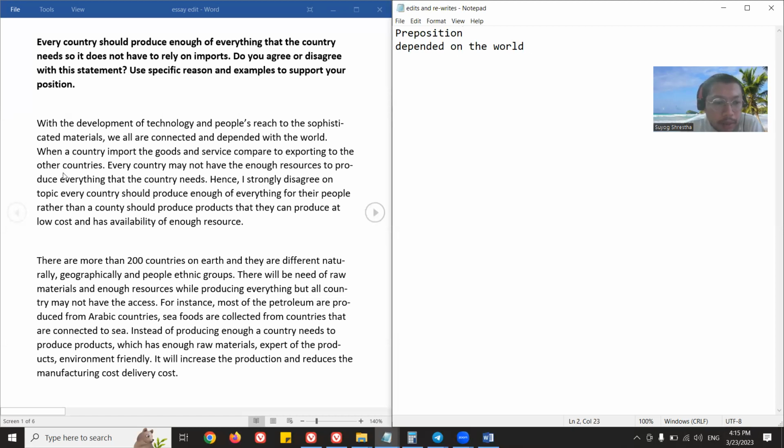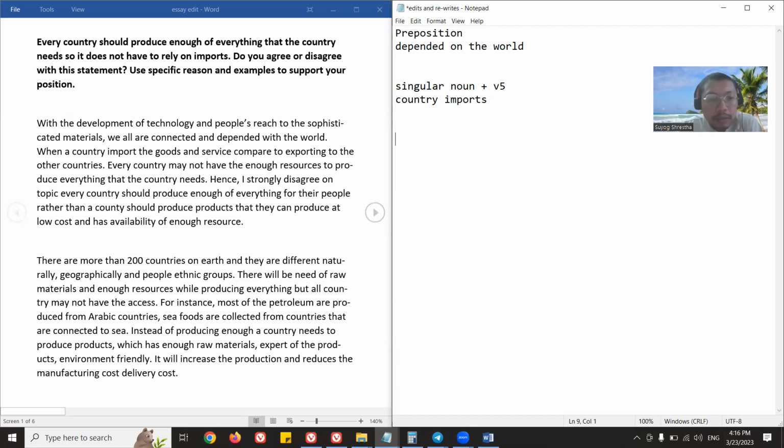So then when a country import, again, when a country import, so country is a singular noun, right? So when you have a singular noun for a present tense, you use a verb with s, right? So it should be country imports. But this person has written the article correctly. Here they have written all, and many of you make this mistake too. So country imports the goods and services compared to exporting the other countries, right? Okay, so this sentence needs some kind of rewriting.